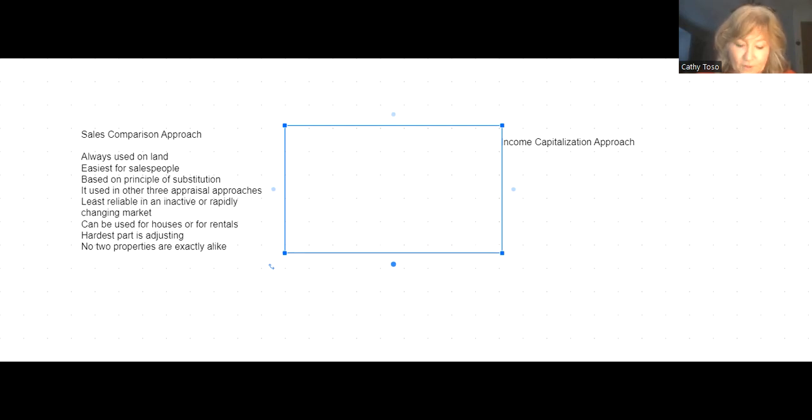Remember, no prudent person would pay more for a building than to buy the land and build a new one.